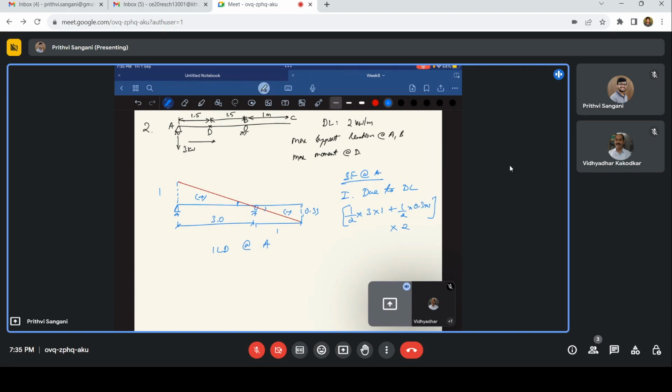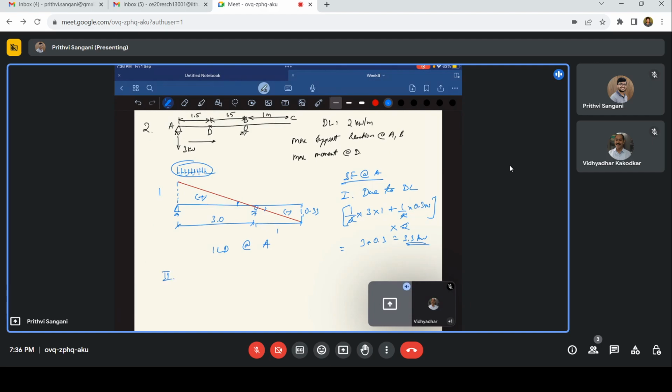Dead load, if it is a UDL, is nothing but a series of point loads. So when you integrate it, it is nothing but the area. You find the area and then multiply it by 8. So what do you get? Half and half can be 3 plus 0.3, that is 3.3 kilonewtons. This is due to dead load alone.